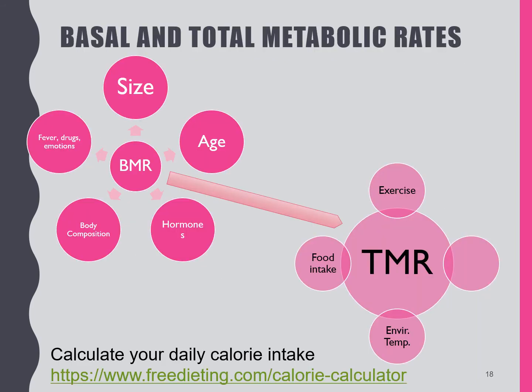So what are some characteristics that impact our basal metabolic rate and our total metabolic rate? When we're talking about our basal metabolic rate, we're talking about the size of our body, our age, hormone fluctuations, our body composition. Are we more muscle? Are we more fat? And then are we sick? Are we on different medications? And what are our cortisol levels? Different emotions can increase levels of cortisol, which can cause us to hold on to weight.